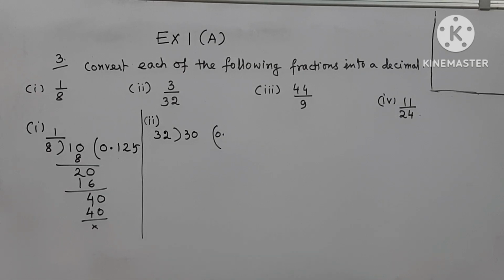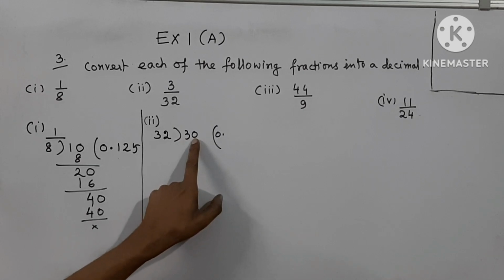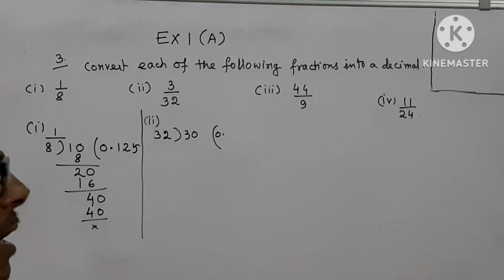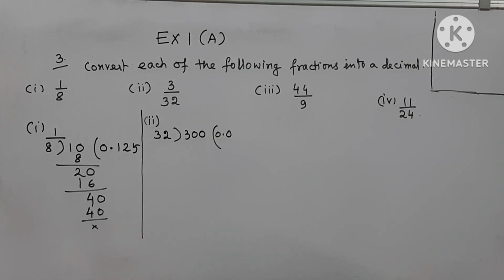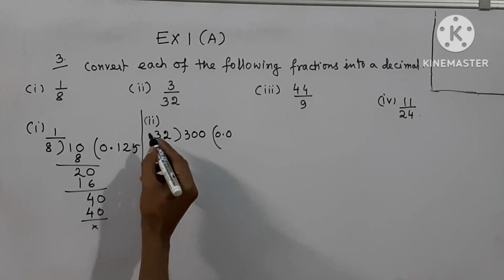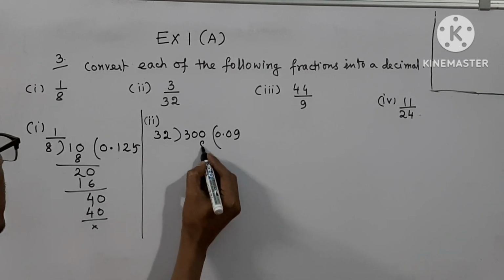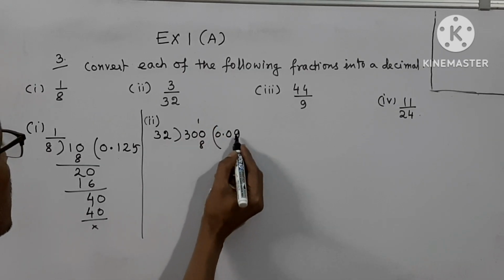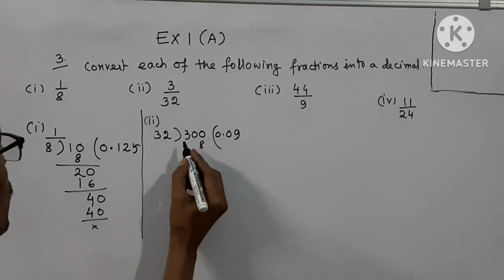0.0. After putting a decimal and then 0, also 32 is greater than 30. So you have to put 0 in the quotient and you can put 1 0 more in the dividend. Now let's see, with 9 you can multiply or not. 9 2s are 18, carry 1, 9 3s are 27, 27 plus 1, 28.